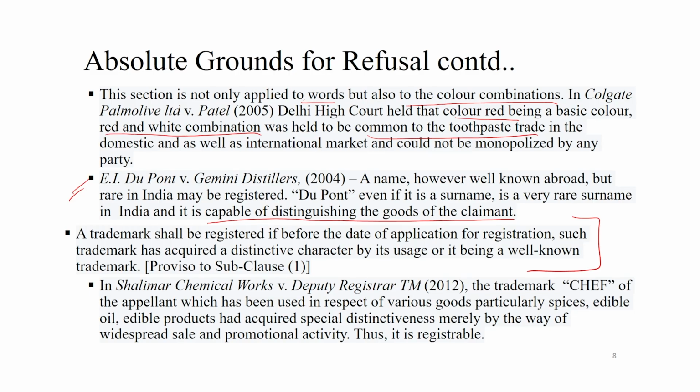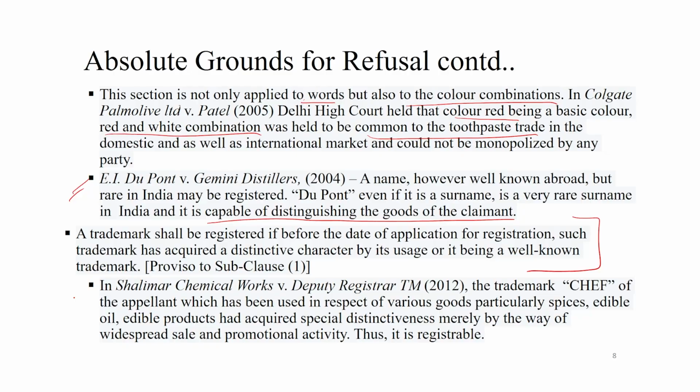It says that any word which is originally not distinctive, which may be originally descriptive, which may be originally a generic word, may still be registered as trademark if it acquires distinctiveness. We discussed the meaning of this term acquired distinctiveness. If you remember, I said the words lose their primary meaning and acquire a secondary meaning. And such words which acquire distinctiveness may be registered.